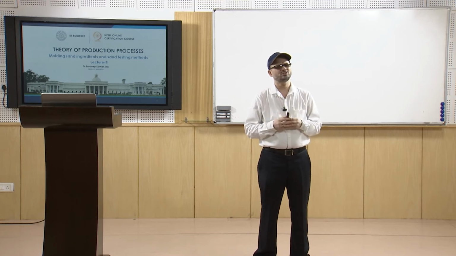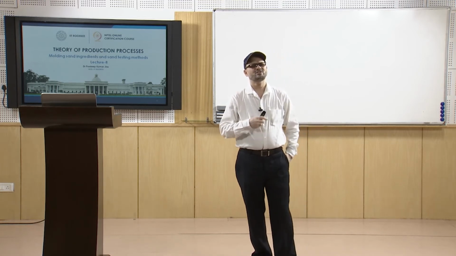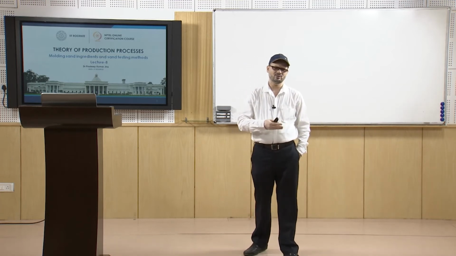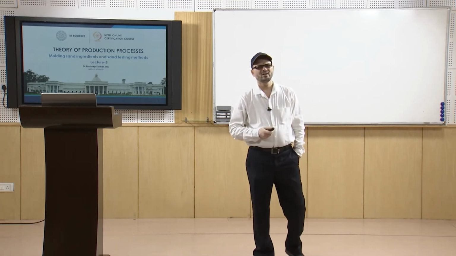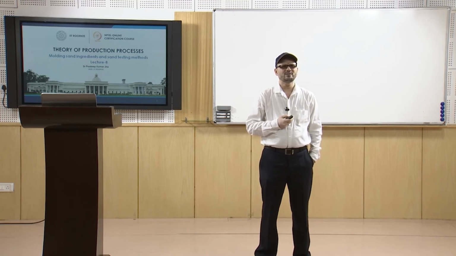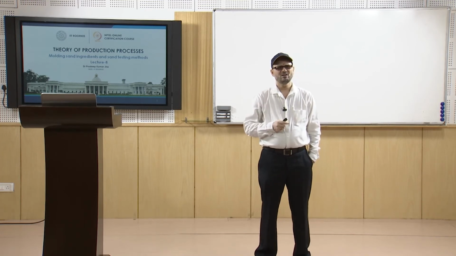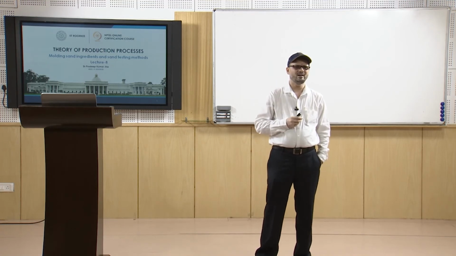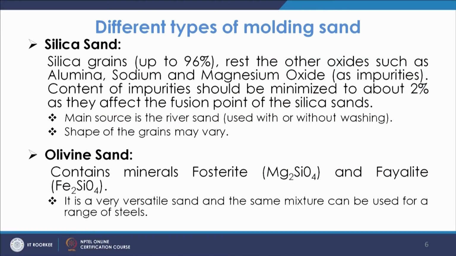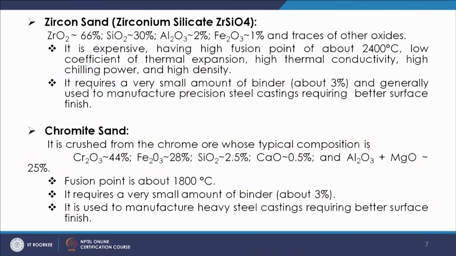So, normally its source is river, and the shape of grains may be anything from angular to subangular to round. Similarly, you have a different kind of sand, that is olivine sand. That is basically from the minerals forsterite and fayalite. So, basically it is versatile sand, and the same mixture can be used for a range of steel. So, that it has the special quality.